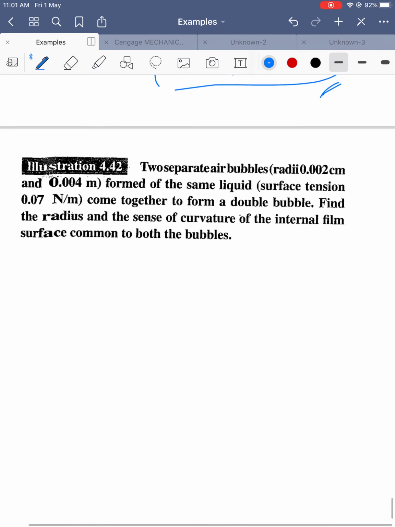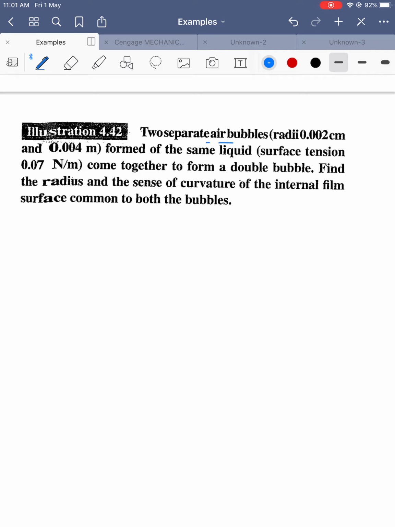Let's go to the other question. Two separate air bubbles of radius r1 is equal to 0.002 meter, sorry, centimeter. Okay, r2 is equal to 0.004 centimeters. These are meters, assume. Formed of the same liquid, surface tension T is given, T is equal to 0.07 Newton per meter, come together to form a bubble. Okay, form a double bubble.